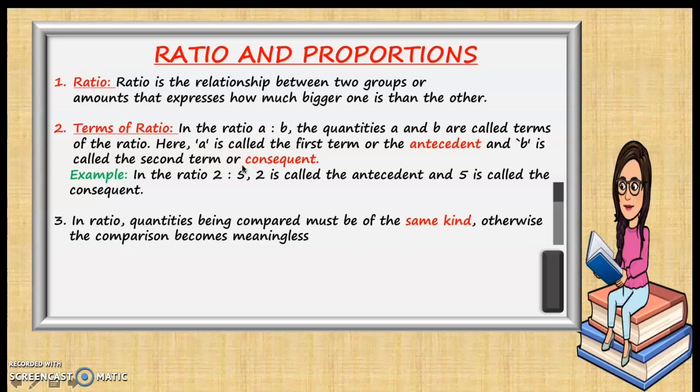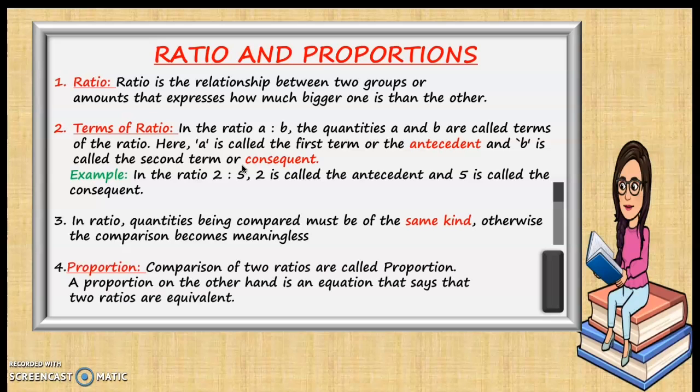Okay. Third point, in a ratio, the quantities being compared must be of the same kind, otherwise the comparison becomes meaningless. So in a ratio, you always have to compare a group of the same kind and you cannot compare it with a different kind. Example, a dozen apples must be compared with a dozen itself and not kgs of apples. Okay.